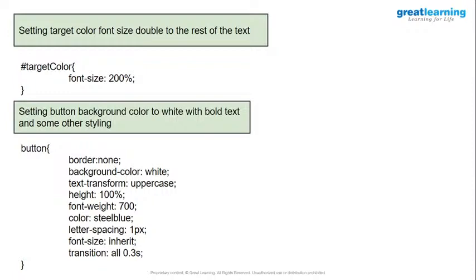Yes, it's a property. So color is teal blue. Letter spacing between these words, the new color, there is a spacing of 1 pixel that we have put, just to style them.